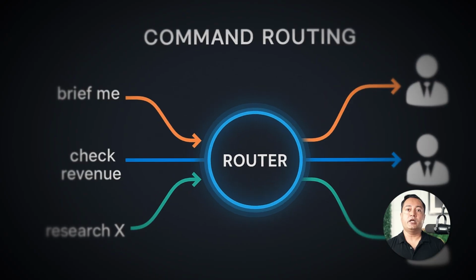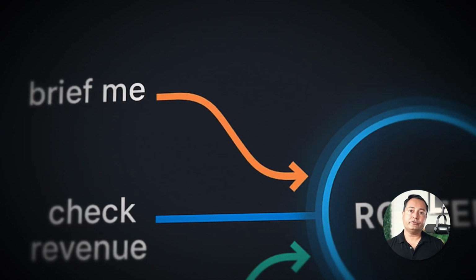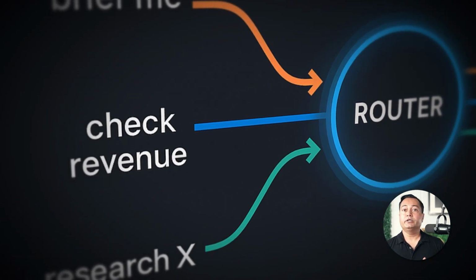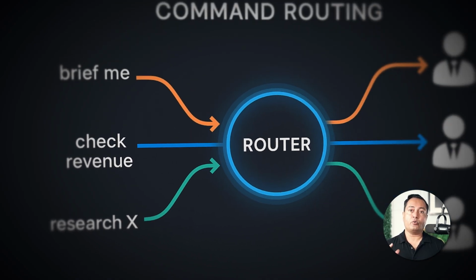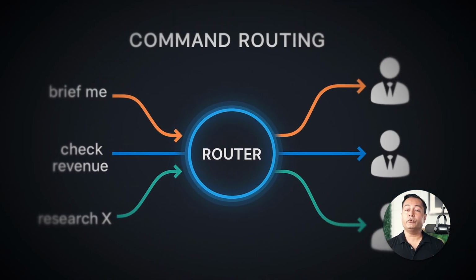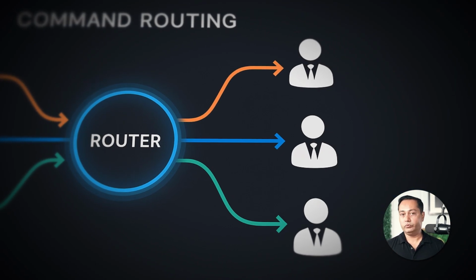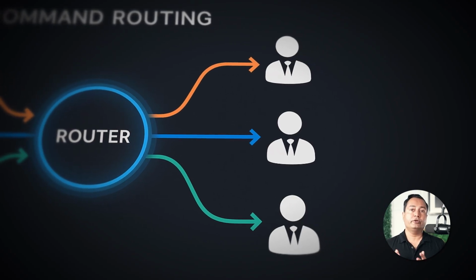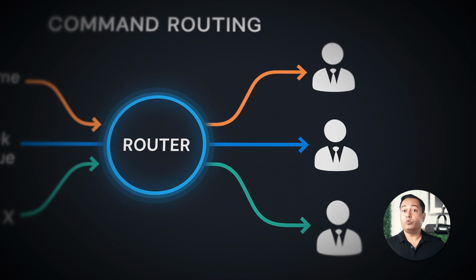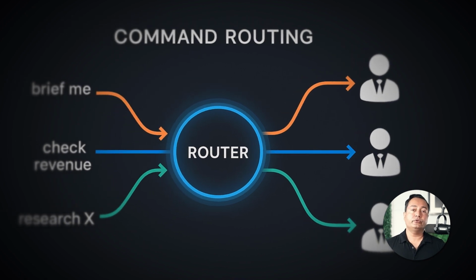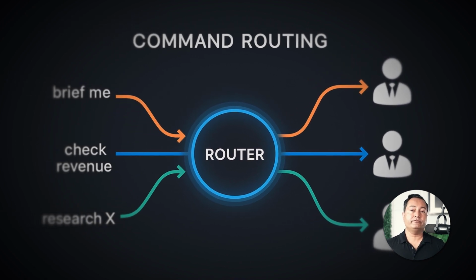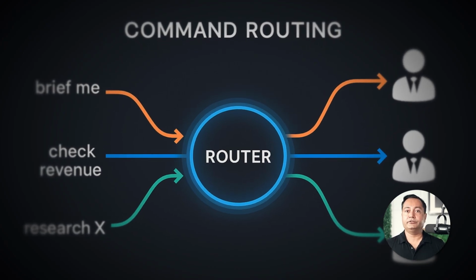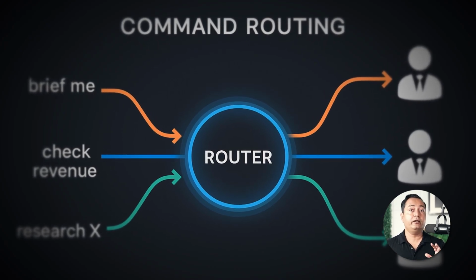Here's the logic. Brief me. Routes to the research agent. Compiles a morning brief from your latest data. Check revenue. This one routes to the analyst agent. It pulls metrics from connected tools. Approve scripts. Routes to the operations agent. Moves queued content to published. Research a given topic. Routes to the research agent. Runs a deep dive and reports back. Anything else? Routes to the chief of staff agent, which figures out intent and delegates.